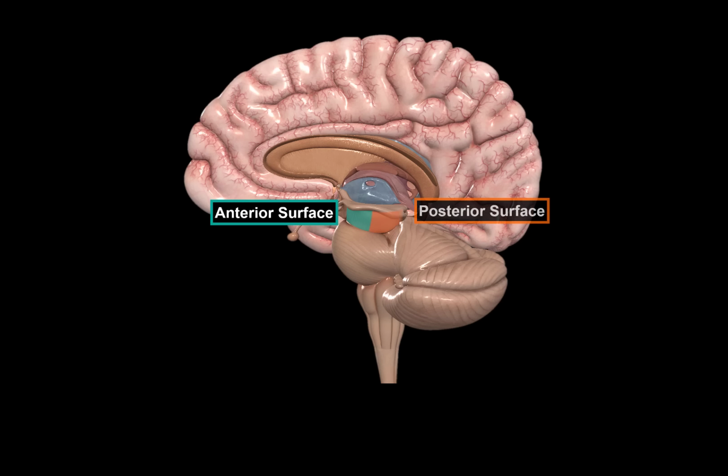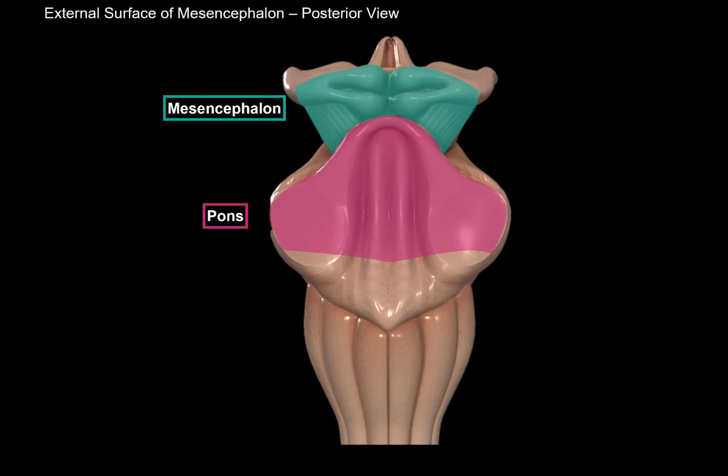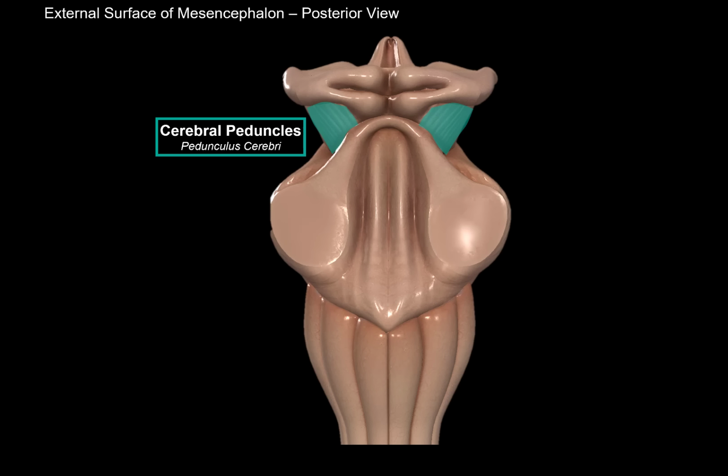Let's now do the posterior surface. And to do that, we will be looking at the midbrain from a posterior view. Now, from this view, we can locate the midbrain, pons, and the medulla. So the first thing we can highlight are the cerebral peduncles that we talked about earlier. They are huge in comparison with the actual midbrain. That's why you're able to see them peeking out from the sides when you look at the midbrain from a posterior view. But the most significant structure associated with the posterior view are the tectal plate, or lamina tecti.